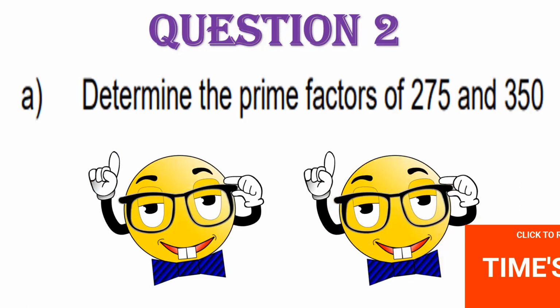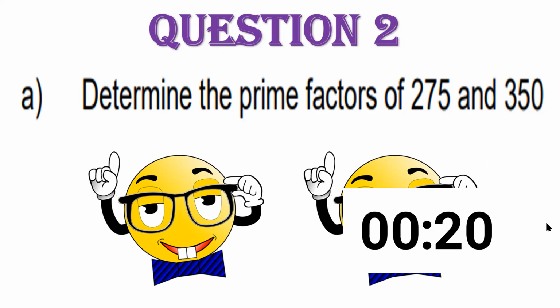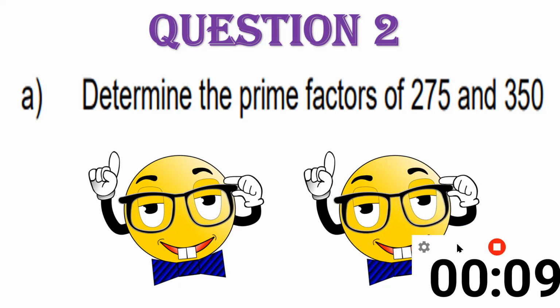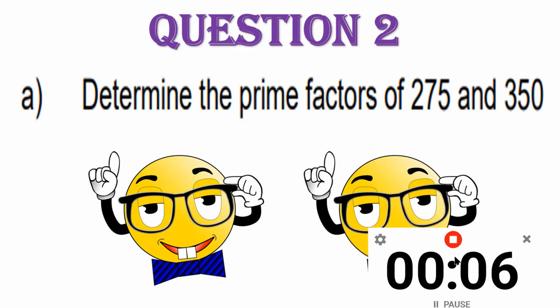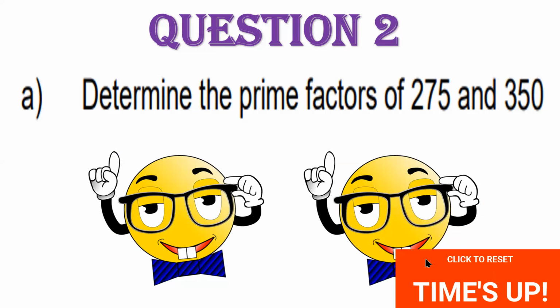Okay, question 2, point A. So this is our question. We are looking for the prime factors of 275 and 350. For each, you are going to try. As you know, you start dividing by 2 and then 3, 4, 5. You are just trying each number. All right. So one more time, let me remind you, if you need extra time, please stop the video and complete your answer first. And please try first for each question.